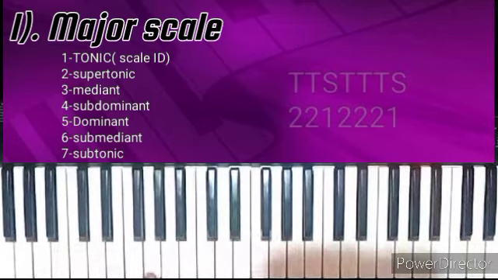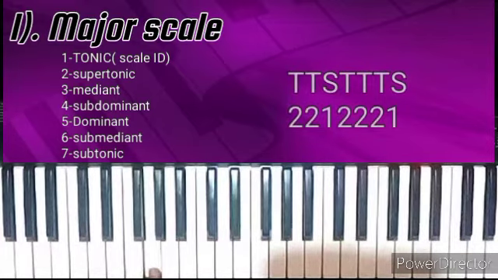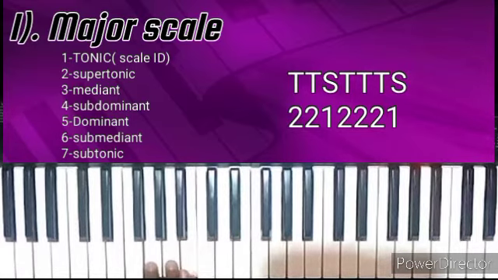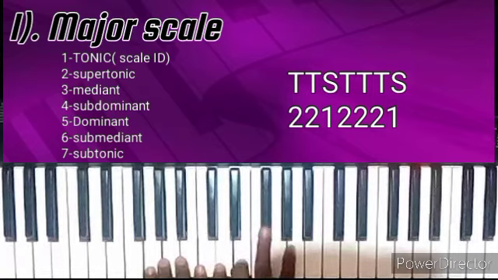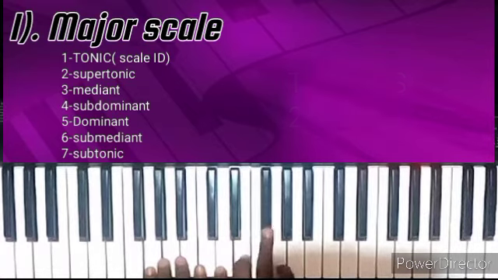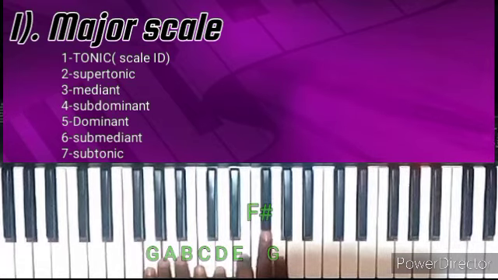For instance, you want to build the G major scale, what are we going to do? Place your finger on G, start, tone, okay, add two notes, tone. Semitone, add one note. Tone, add two notes. Tone, again, add two notes. That's this and this. And add one note, that's semitone. So this is your G major scale, okay?